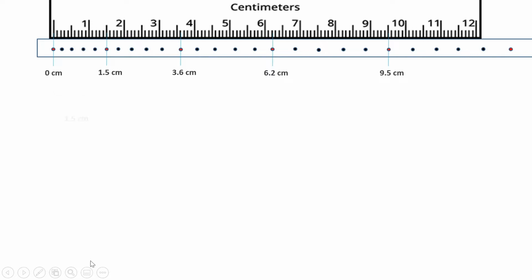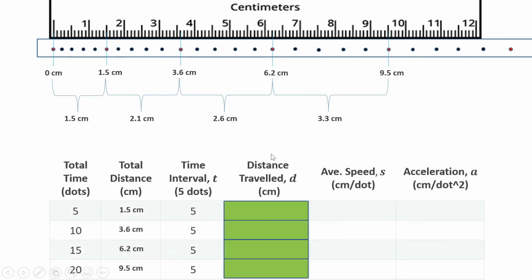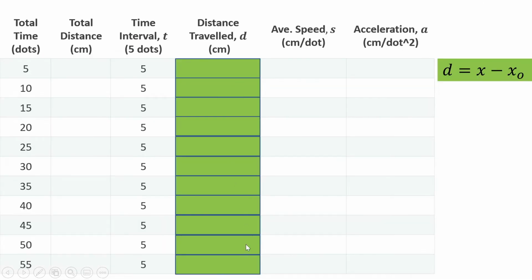For the second part, we will get the difference between every 5 dots. So for example, 1.5 minus 0, that is 1.5 cm. 3.6 minus 1.5, so that is 2.1 cm. 6.2 minus 3.6, that is 2.6 cm. And 9.5 minus 6.2 is equal to 3.3 cm. So we will place that in the distance traveled every 5 dots. So here the answers are 1.5, 2.1 cm, 2.6, and 3.3 cm until you reach 55 dots.